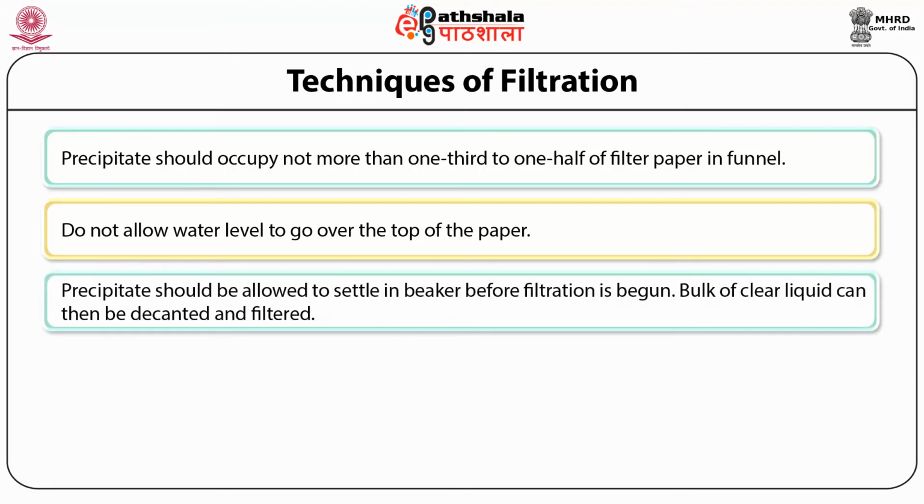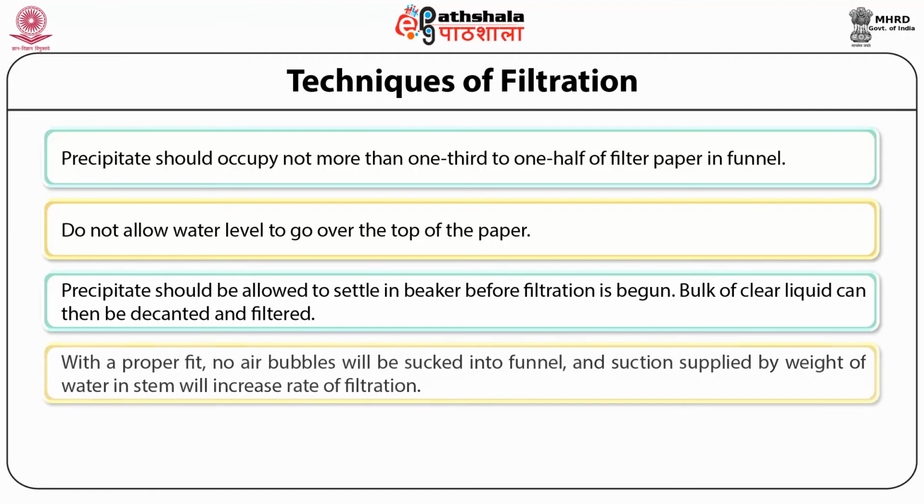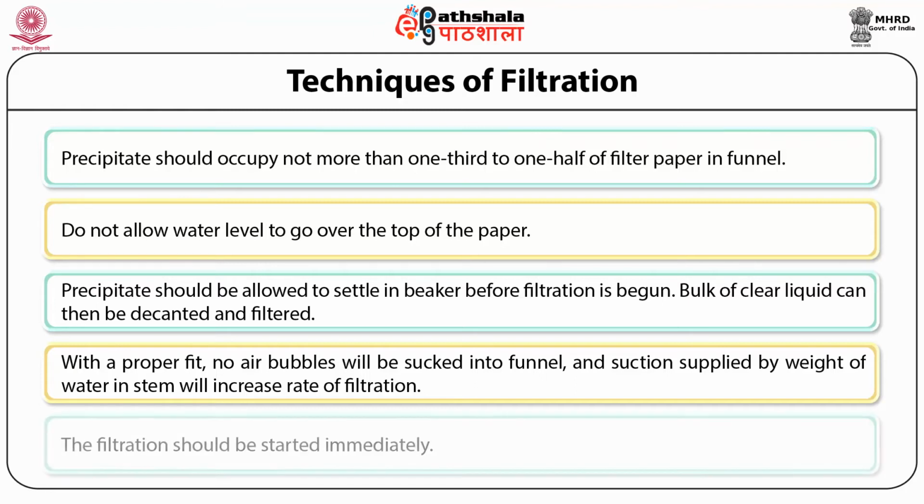Precipitate should be allowed to settle in the beaker before filtration is begun. The bulk of the clean liquid can then be decanted and filtered at a rapid rate before the precipitate fills the pores of the filter paper. With a proper fit, no air bubble will be sucked into the funnel, and the suction supplied by the weight of the water in the stem will increase the rate of filtration. The filtration should be started immediately.